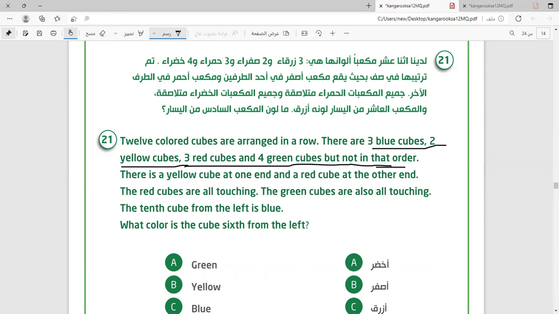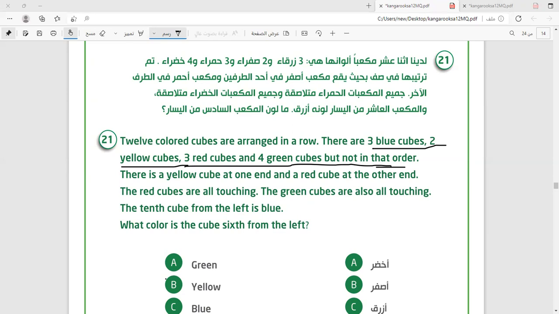So here, let's see. It starts with a yellow cube at the end. Then here, a red cube at the other end. It says the red ones are all touching, and it asks what is the color of the 6th one? It's green because it says green and green.